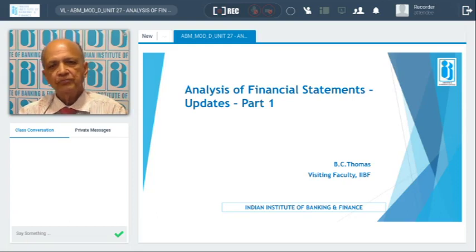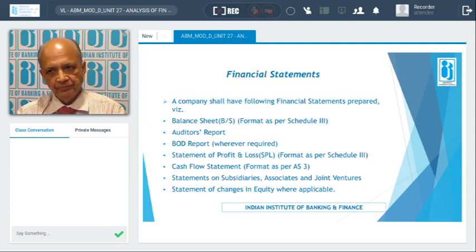Friends, in this session, we will be talking about the analysis of financial statements, especially after the enactment of the Indian Companies Act 2013. In the emerging situation, it is essential for a lending banker to look for more information in addition to the antecedents of the borrower. The financial aspect is one of the important areas the lender has to look into before taking a decision on a loan proposal.